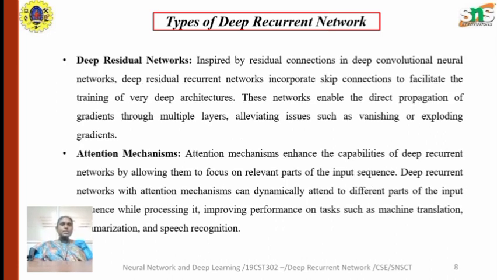We have the deep residual network, which is inspired by the success of residual connections in convolutional networks. A deep residual recurrent network uses residual connections to mitigate the vanishing gradient problem. These networks allow for easier training of very large architectures by enabling the gradient to flow more effectively. And we have the attention mechanism. This attention mechanism enhances the capabilities of recurrent networks by focusing on specific parts of the input sequence. It assigns different weights to different parts of the sequence dynamically, allowing the network to pay attention to the most relevant information.